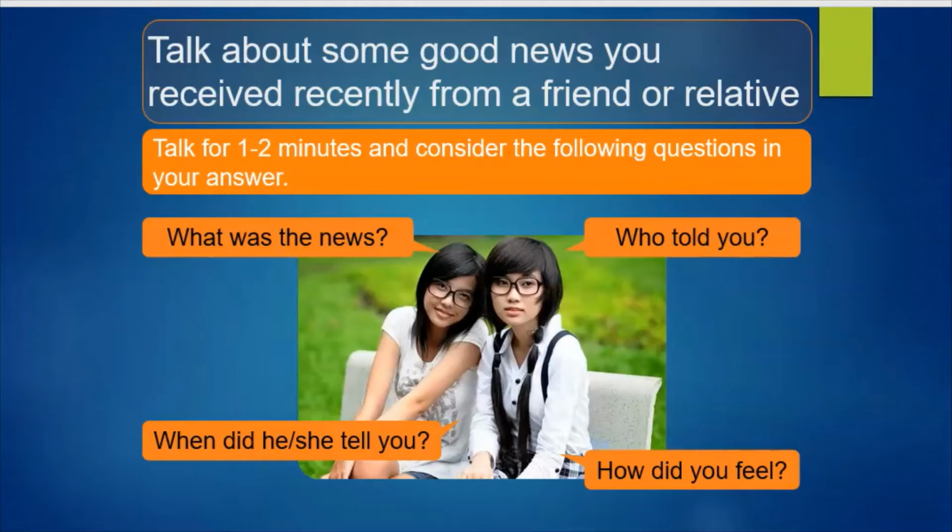Here is one of those questions I was telling you about. It says, talk about some good news you received recently from a friend or relative. Talk for 1 to 2 minutes and consider the following questions in your answer. What was the news? Who told you? When did he or she tell you? And how did you feel?